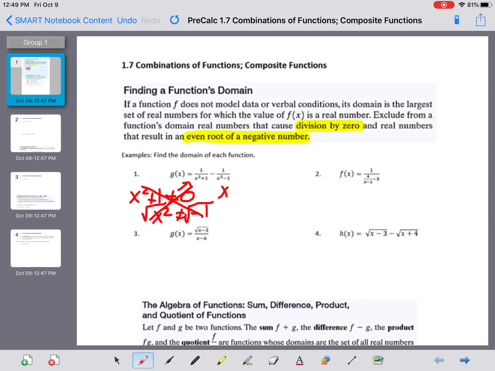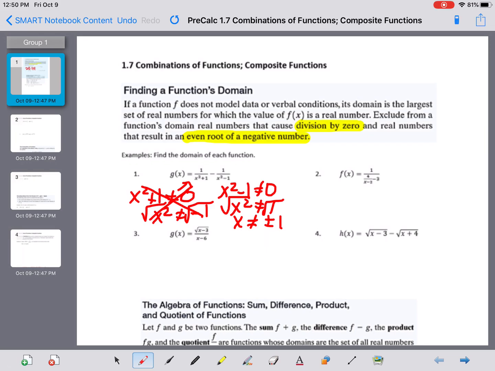On this side, x squared minus 1 equals 0. We don't want it to equal 0, so x squared cannot equal 1. And when I take the square root of that, that means that x cannot equal plus or minus 1. Make sure you get both of them in there.